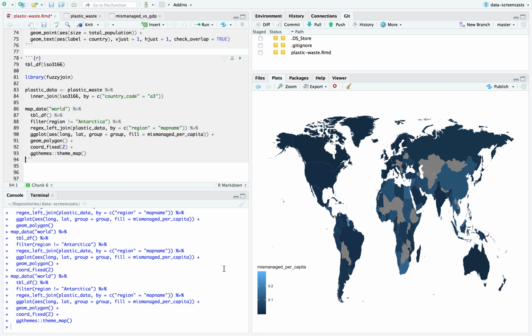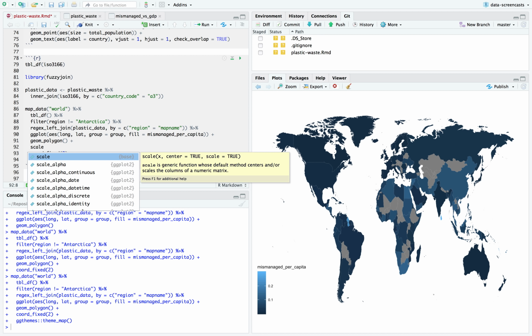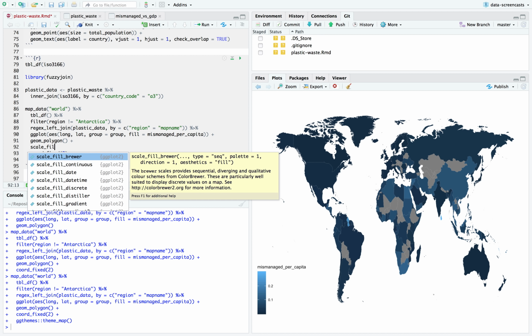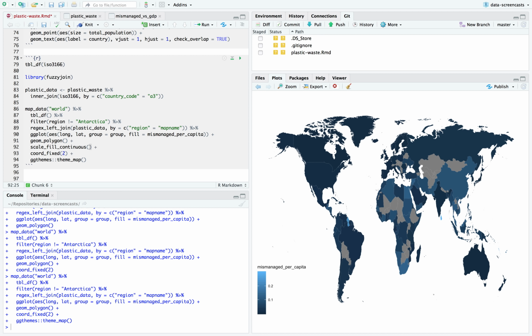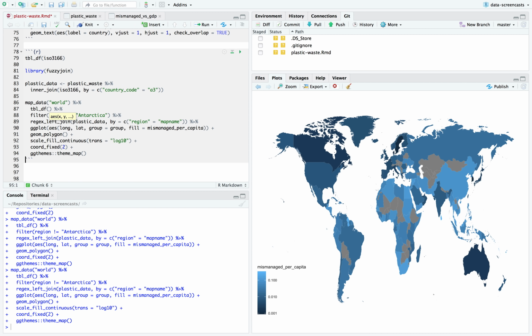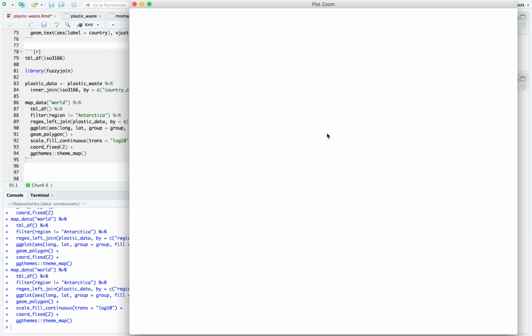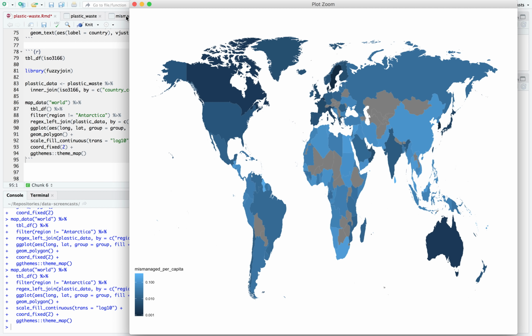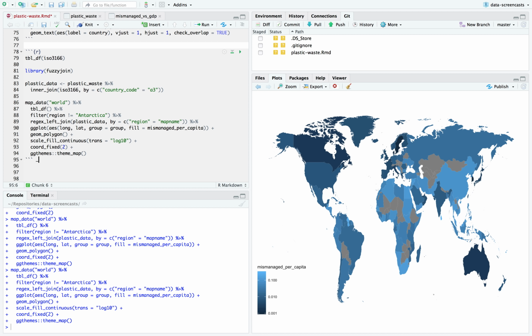Yeah, I'm looking around here. One thing we realized is we want to go back to a log scale. Otherwise, we just are really highlighting a handful of countries with a really high rate. I think this is Sri Lanka. So what I'm going to do is scale fill continuous and add trans equals log 10. Here we go. And then throw in some labels.